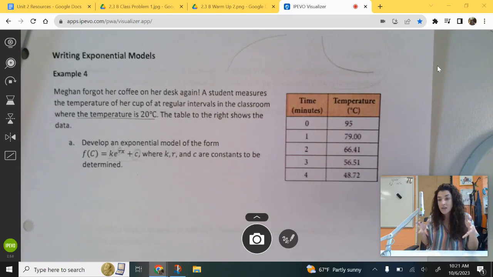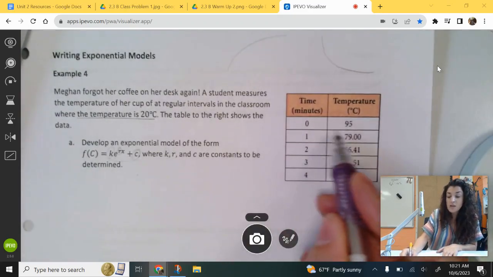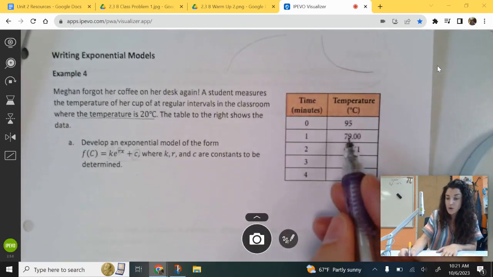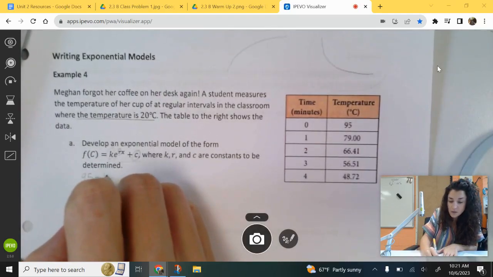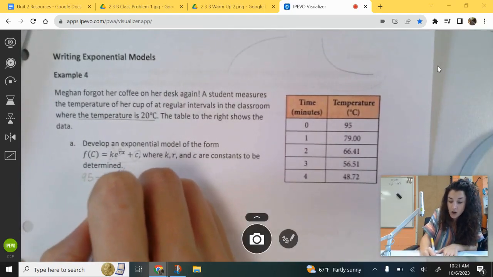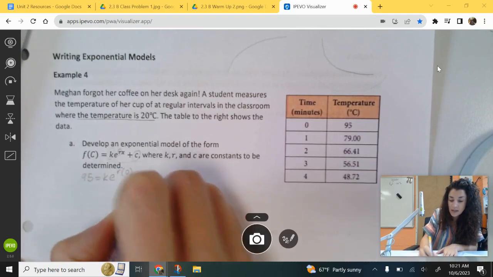And we have more than enough points in order to solve for 3 unknowns. We have 5 points for 3 unknowns. We're golden, right? But when we start to plug in things, we can plug in (0, 95). So 95 would go in for y: 95 equals k times e to the r times 0 plus c.